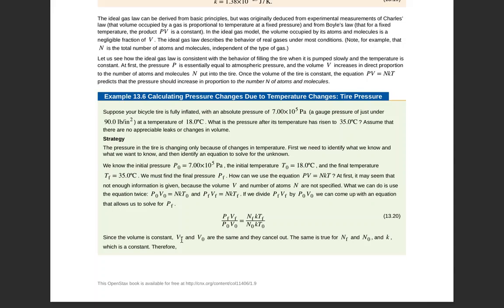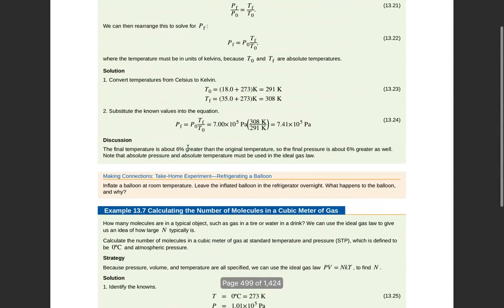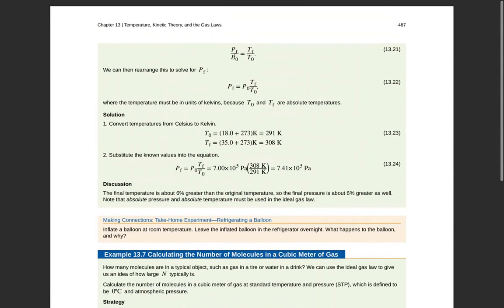So here, since volume is constant, VF and V naught are the same, and they cancel out. Same as with N and K. So we end up going to PF over P naught equals TF over T naught. And you simply just multiply it by that initial pressure to the right.